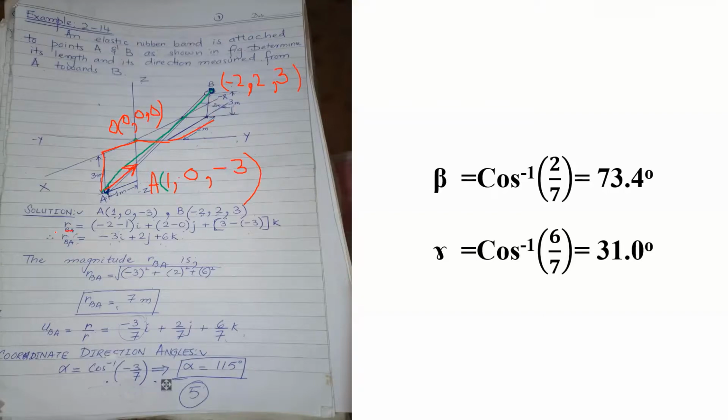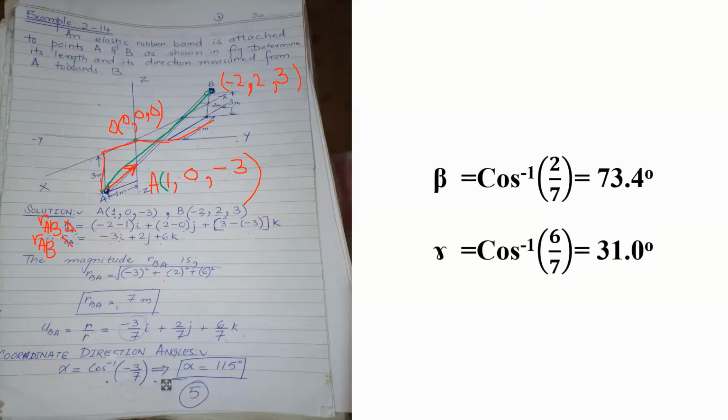And you will write RAB, but you subtract from B to A. So RAB equals minus 2 minus 1, then 2 minus 0, 3 minus (minus 3). Then you will get RAB in the Cartesian vector form.